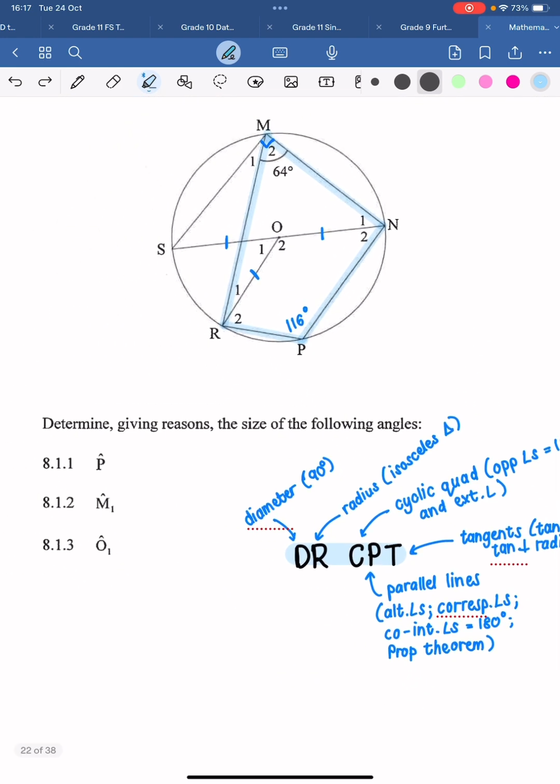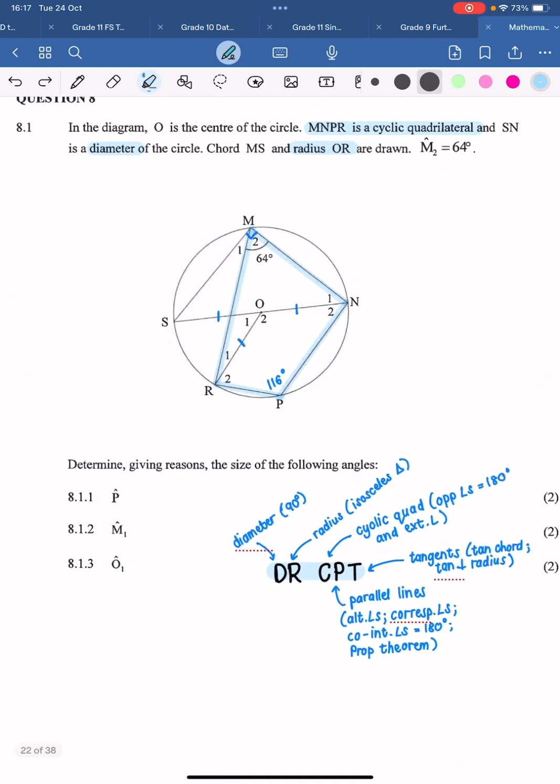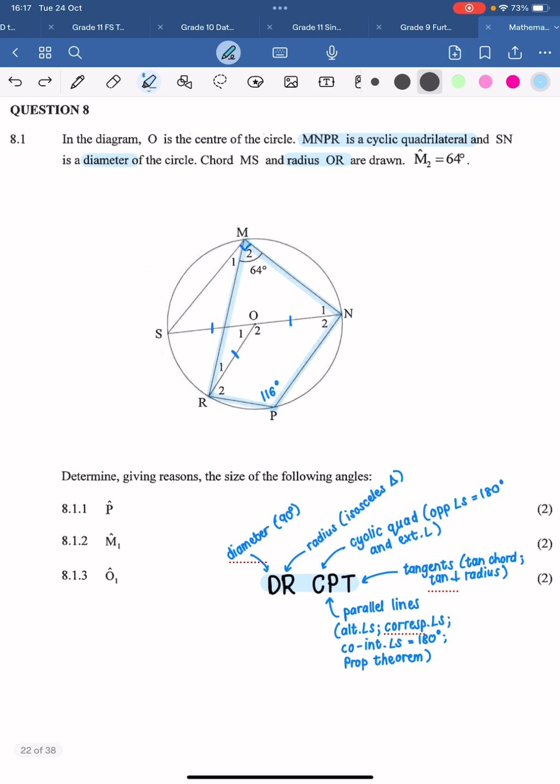All right, so let's get going with this question, guys. Now what you'll see is when you've done your pre-question analysis, which is this Dr. Cape Town thing, we've actually already found the first question that they've asked us, right? The first question that they're asking us for now is to find the size of angle P. We already actually know that angle P is 116 degrees. Where did that come from again? That came from opposite angles of cyclic quad. So all that's left for us to do now is to write that down.